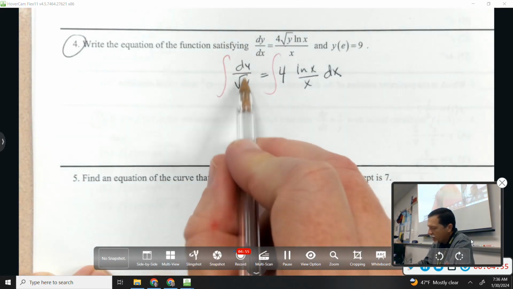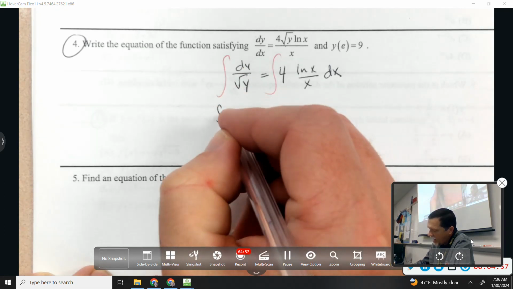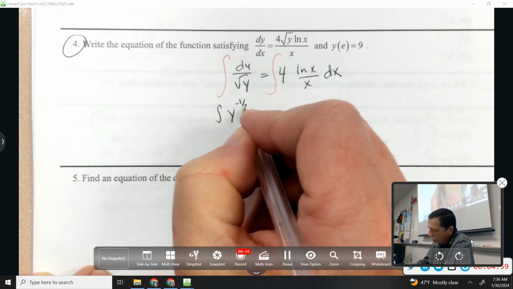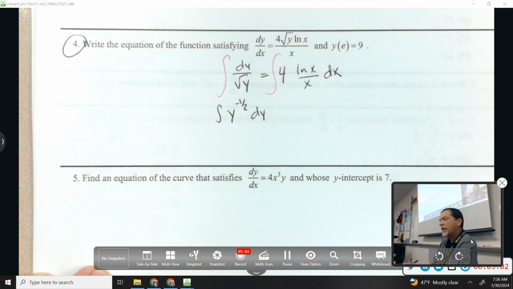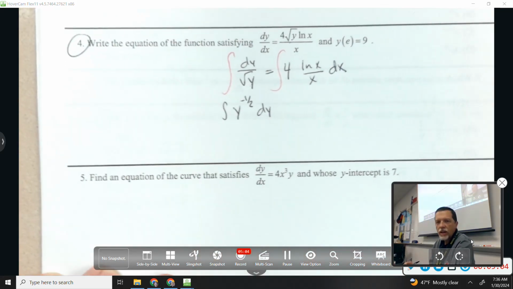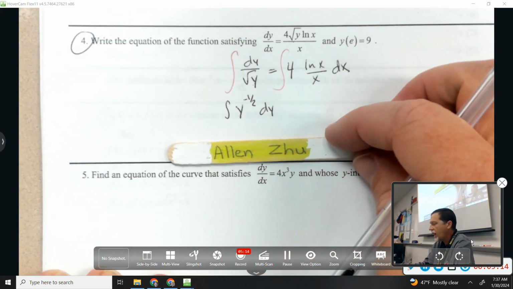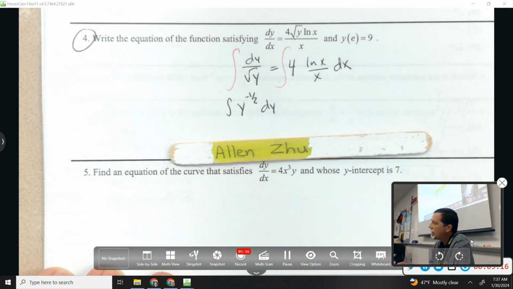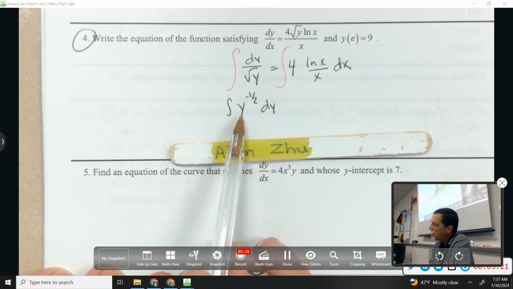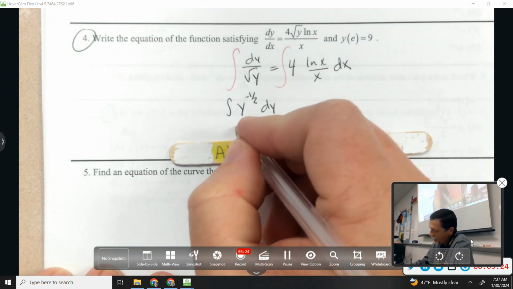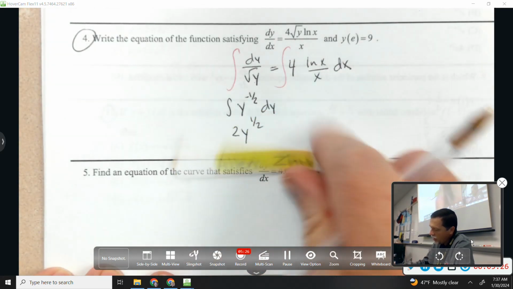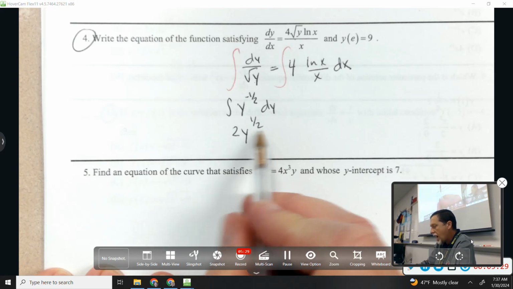Antiderivative, but I don't really want to antiderivative this yet. I'd rather write that as y to the -1/2, because now I can take an antiderivative of that thing. Speaking of that, Alan, what's the antiderivative of y to the negative 1/2? 2. Yes, very nice. 2 y to the 1/2. Increase the power by 1, divide by half, which puts a 2 out there.